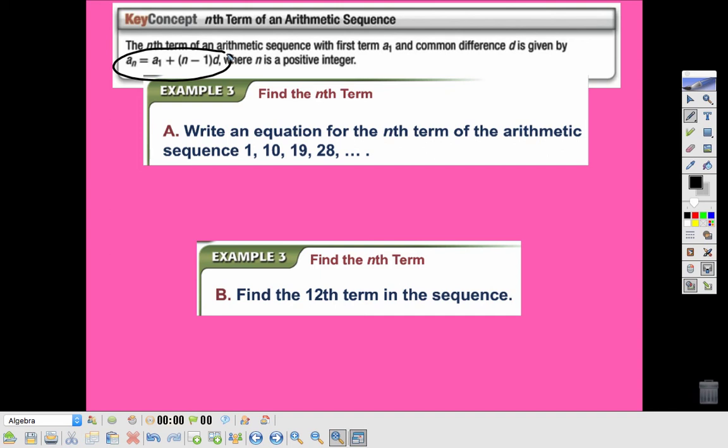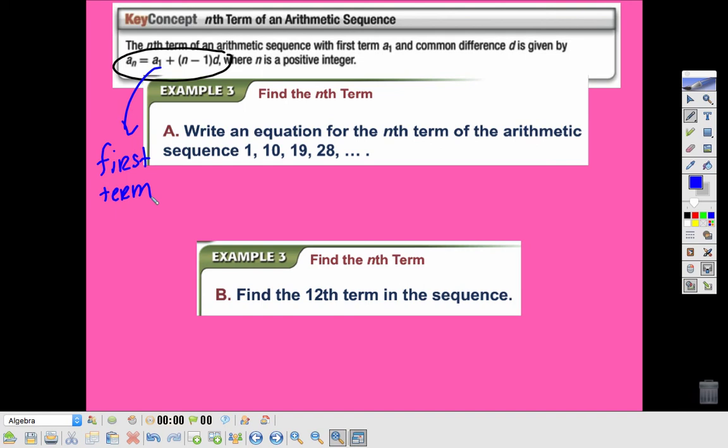You do not need to memorize this formula. I will be giving it to you. But write it down for your notes. So a sub n, that means the nth term, equals a sub 1 plus the parenthesis n minus 1 and parenthesis d. Okay? You do not need to memorize this formula, but you do need to know what the things mean. So this a1 is the first term. That's why there's a 1 there. So it's the first term that you plug in. It's the first term in the sequence. So like the first number in the sequence that you see.